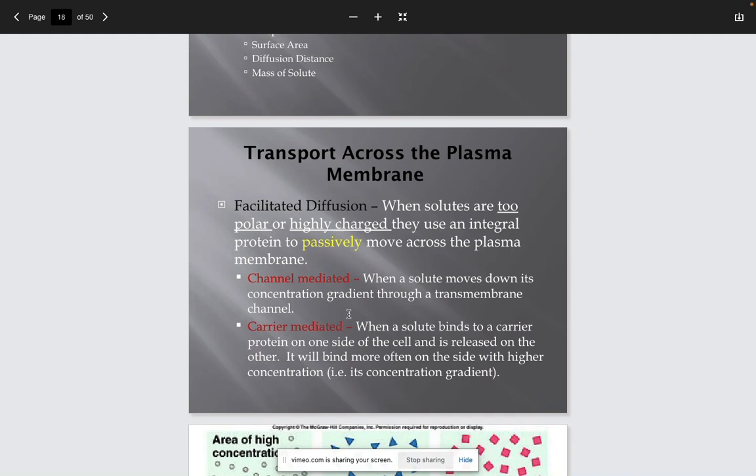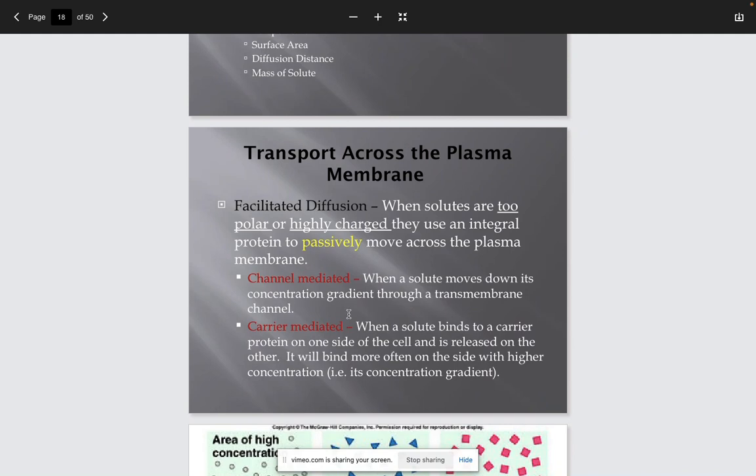Wrapping up, we'll talk about facilitated diffusion and then we'll end this lecture. Facilitated diffusion, I want you to think of it in these terms. Facilitated diffusion is just like simple diffusion, right? But it requires a transport protein. Again, I'm going to repeat that. Facilitated diffusion is just like simple diffusion, but it requires a transport protein.